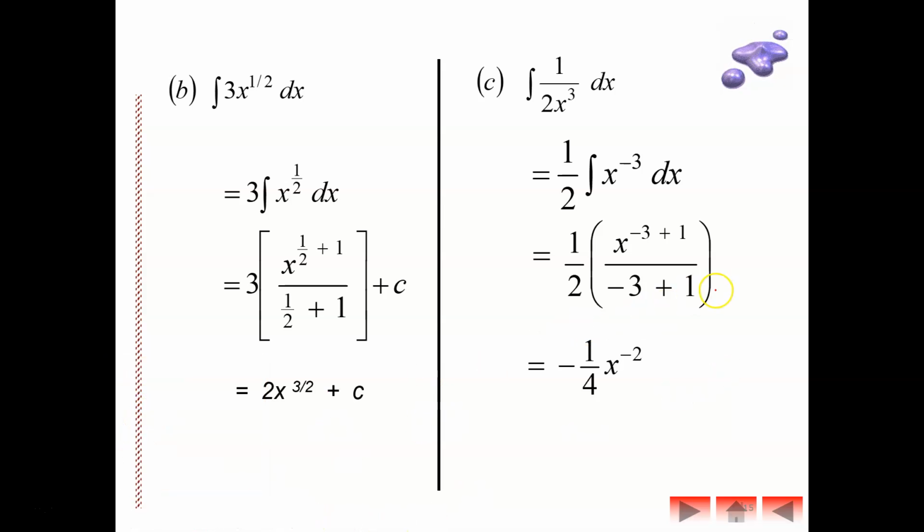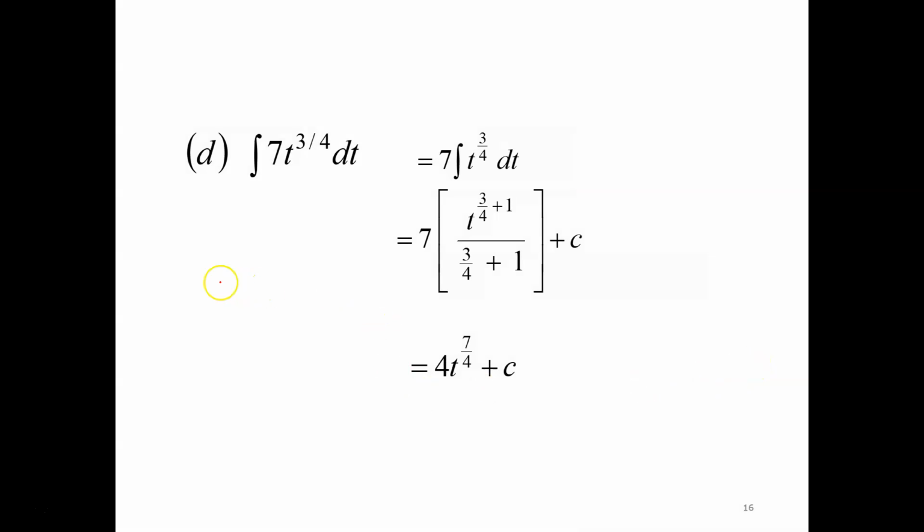Let me draw it for you. Plus c. And this one also plus c. And this is 1 over 2, so the remaining will be 1 over x cubed, right? Just now, 1 over x cubed is actually equal to x to the power of negative 3. That's why you get this part. Okay, this is from here. Because 1 over 2 you already took out.